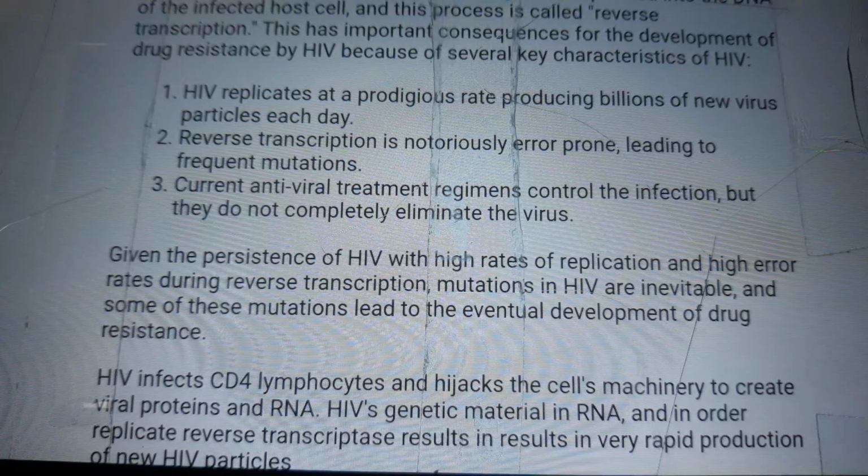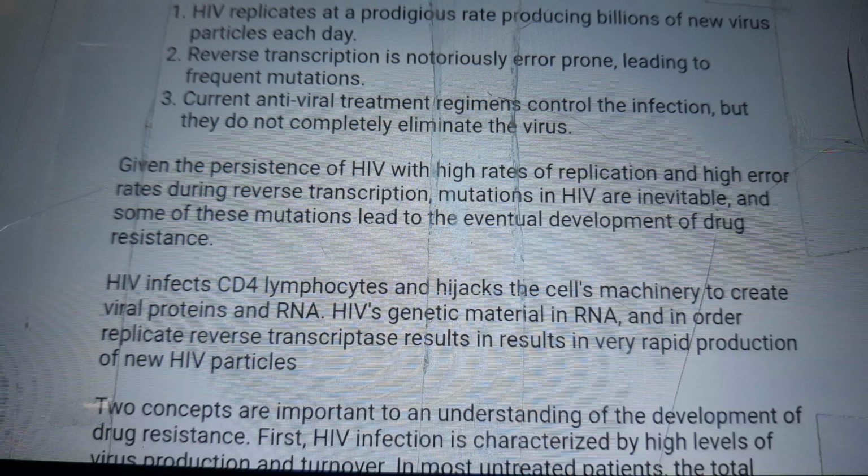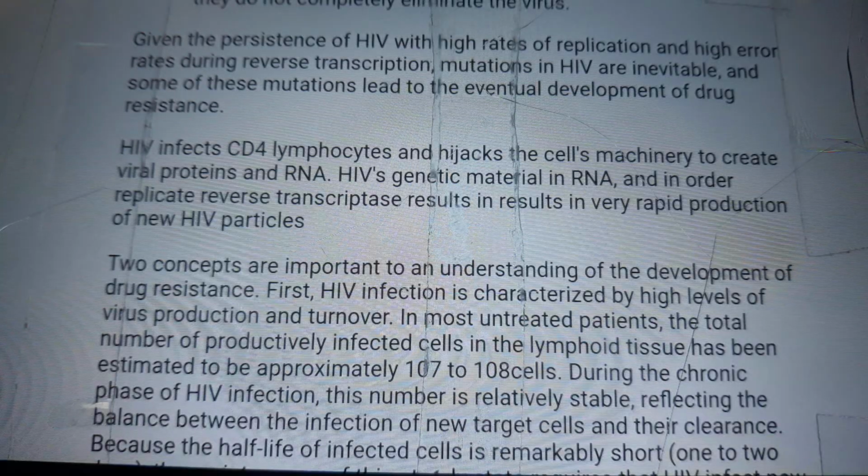This has important consequences for the development of drug resistance by HIV because of several key characteristics of HIV. HIV replicates at a prodigious rate, producing billions of new virus particles each day. Reverse transcription is notoriously error-prone, leading to frequent mutations. Current antiviral treatment regimens control the infection, but they do not completely eliminate the virus. Given the persistence of HIV, the high rates of replication and high error rates during reverse transcription, mutations in HIV are inevitable, and some of these mutations lead to the eventual development of drug resistance.